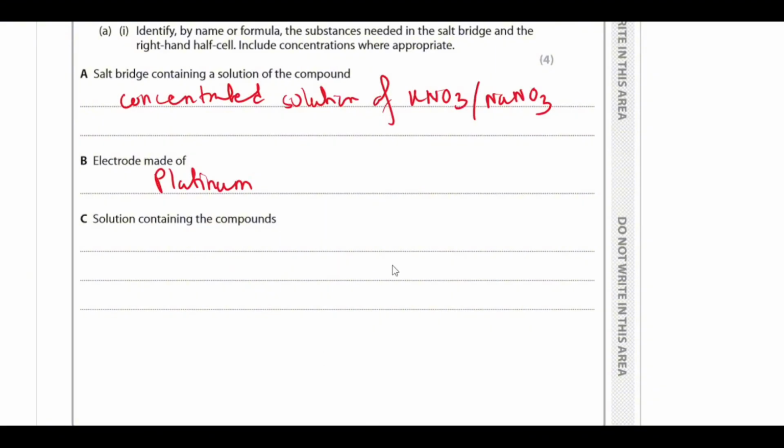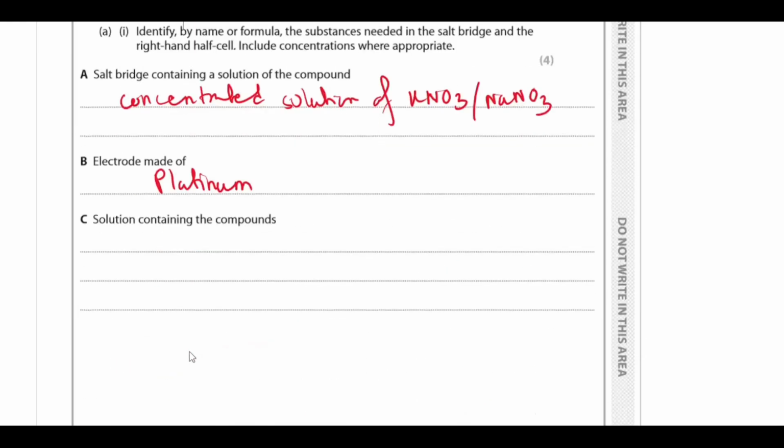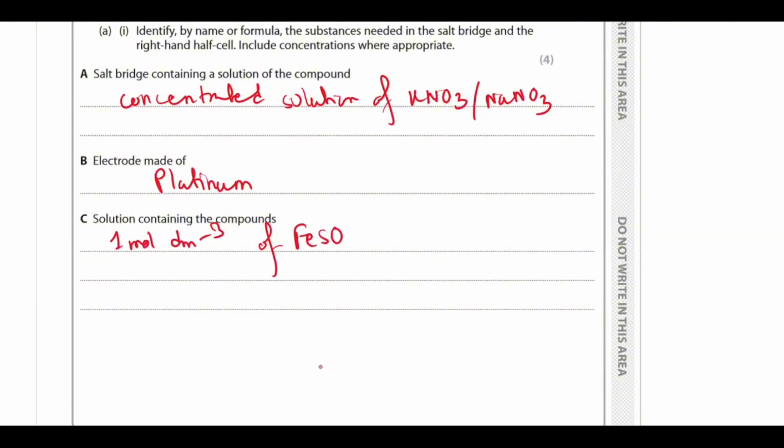Now of course, both of the solutions must have a concentration of 1 mole dm cube, and as we can clearly see here, Zn2 plus and Fe3 plus ions are there. That means we'll be requiring solutions which will act as a source of Fe2 plus and of course Zn2 plus. So what can we do? We can write a solution containing compounds with 1 mole dm cube concentration of, let's say, iron 2 sulfate, FeSO4.